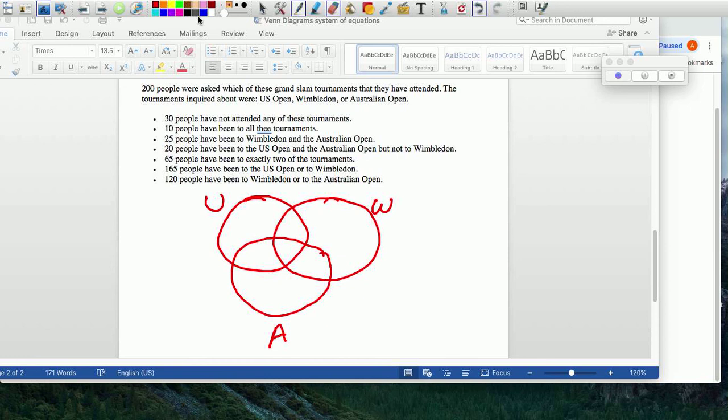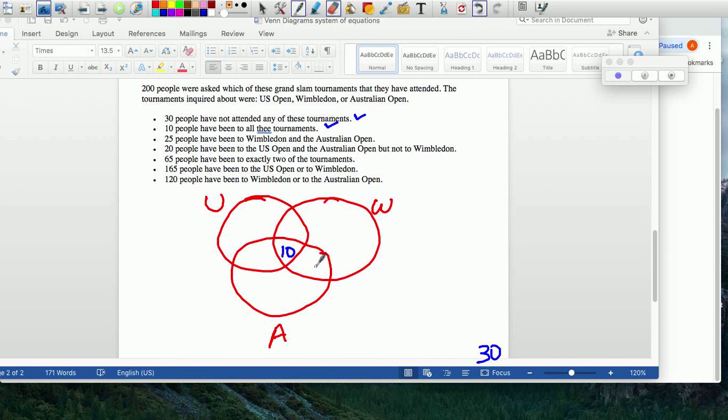And let's start with what we know. So 30 people have not attended. So I'm going to put 30. So, you know what? Let me put 30 in the corner over here so it doesn't get in the way of anything. 10 people have been to all 3 tournaments. So I put the 10 right here. So that's a check. 25 people have been to Wimbledon and the Australian. So Wimbledon and the Australian is here.